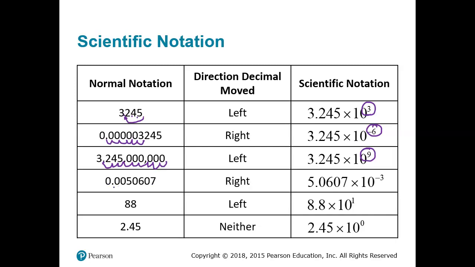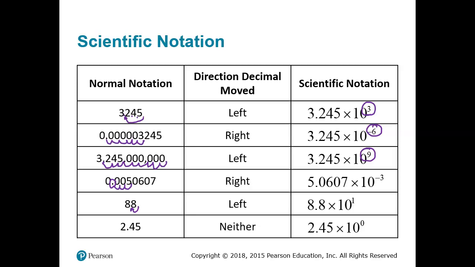And so similar kinds of things for these last two. I can see that I moved the decimal 3 places to the right here. This number is smaller than 1, so it's negative. Here I would have had to move the decimal place 1 spot over, turn 88 into 8.8 times 10 to the first.